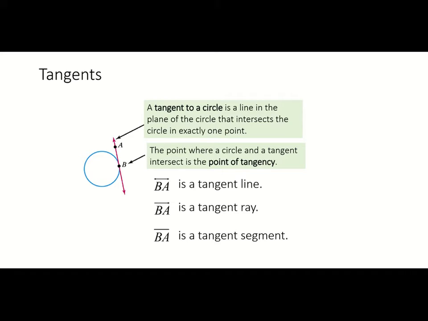All right, so a tangent to a circle is a line in the plane of the circle that intersects the circle at exactly one point. So it is a line that meets the circle at exactly one point. The point where the circle meets the line is called the point of tangency. So here you can see we have, line BA is tangent to the circle at B. Or you could say ray BA is tangent to the circle, or you could just say segment BA is also tangent to the circle. So you can look at it as a line, a ray, a segment.